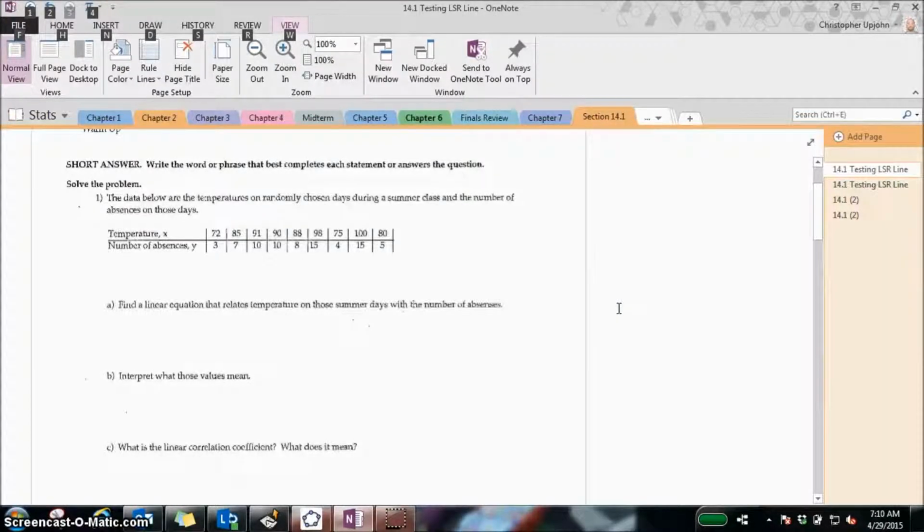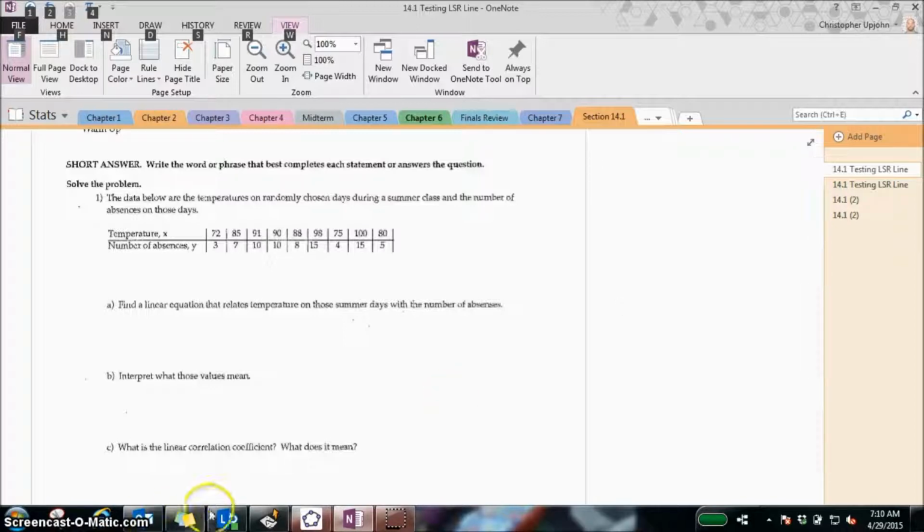Alright, we have our last section of the whole year, 14.1, linear regression. We're going to be testing it. So first we're going to review some stuff. The data below are the temperatures randomly chosen during days of summer class and the number of absences during those days. So we have our list.